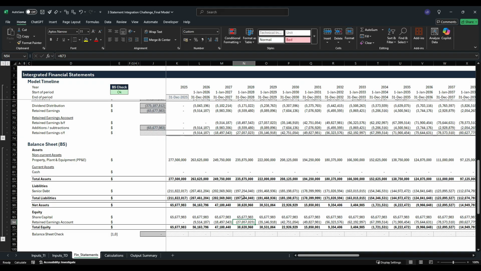All right, guys, that wraps up the three statement integration. And if you followed along and built all three statements from scratch, big congrats. This is one of those skills that really sets you apart in technical interviews. Most candidates can build a basic project finance model, but far fewer can actually link the income statement, cash flow statement, and balance sheet in a clean, reliable way. So if you made it this far, you're definitely ahead of the curve.